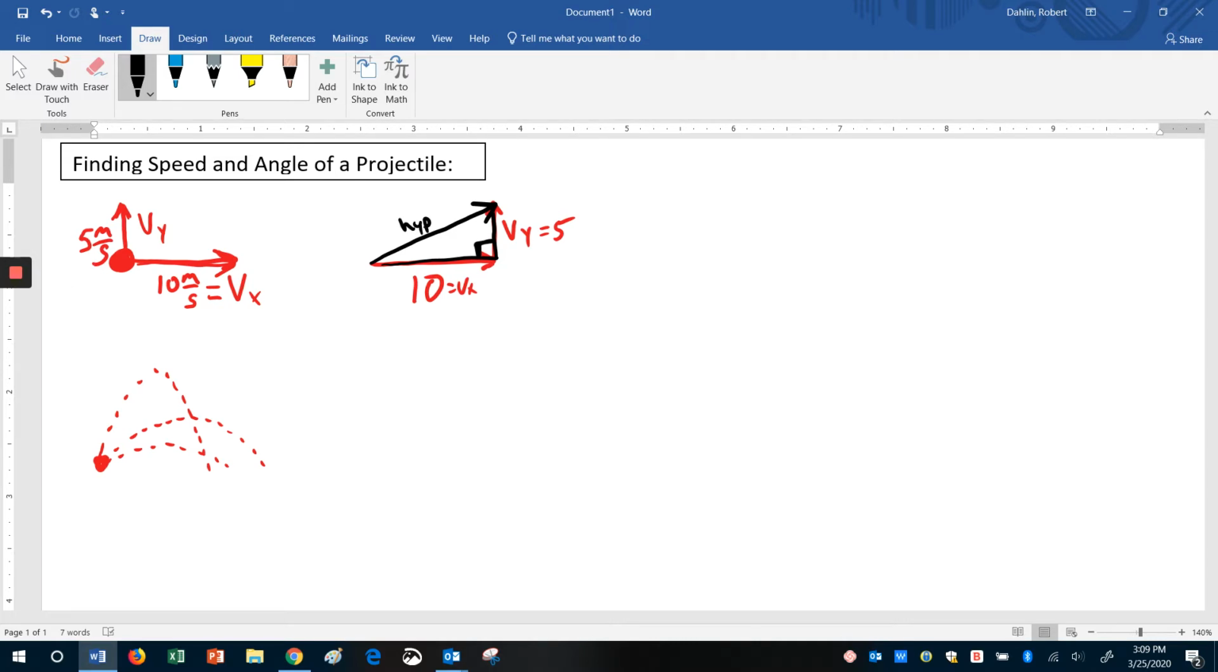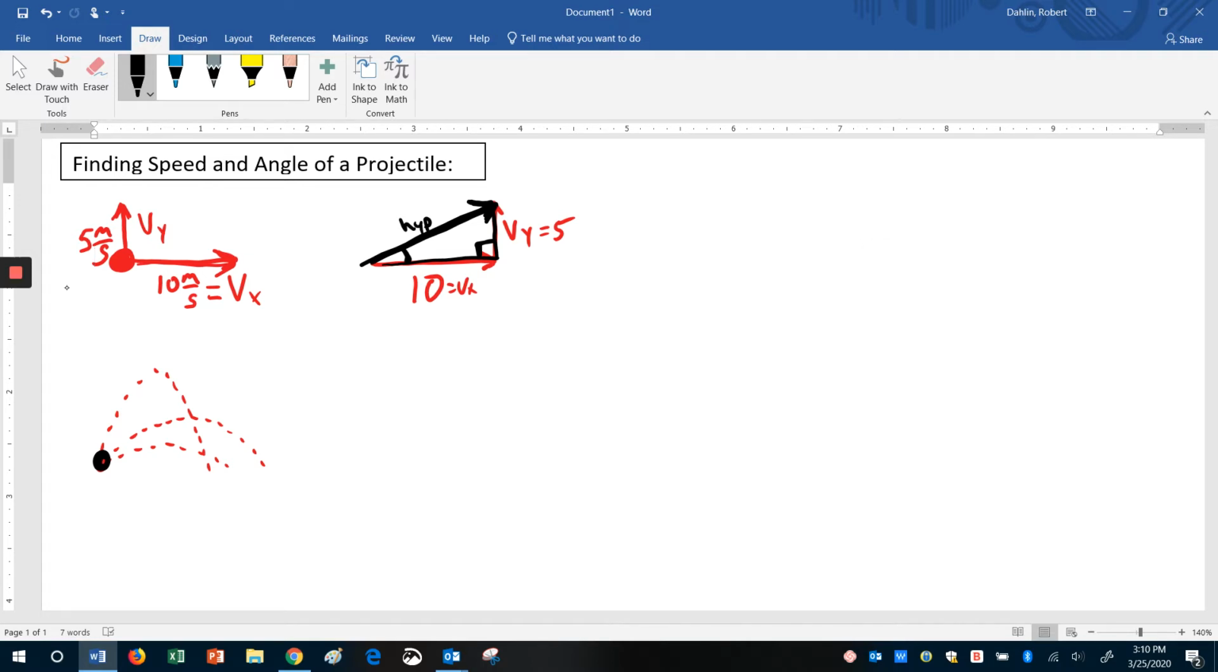So basically, let's say this is our projectile. We know that it's moving and it's going to have this angle here, and this arrow, the hypotenuse of our triangle, is going to represent the speed of the projectile. So how fast it's actually coming out of our marble launchers, as an example. So how do we figure this out?